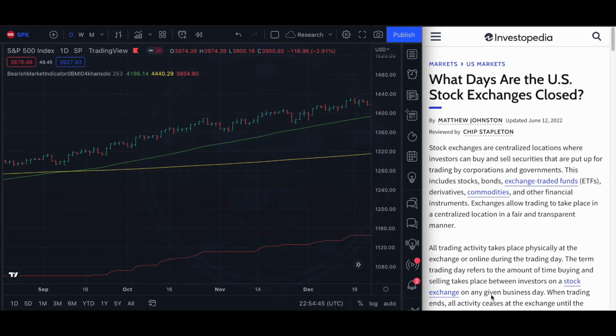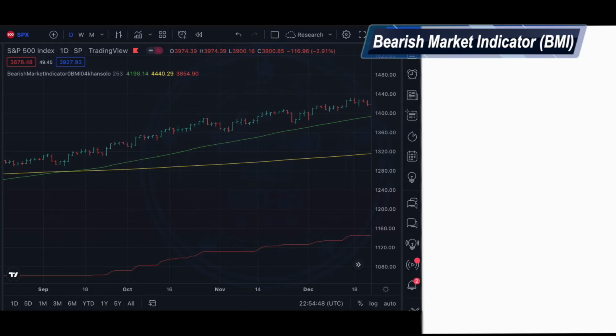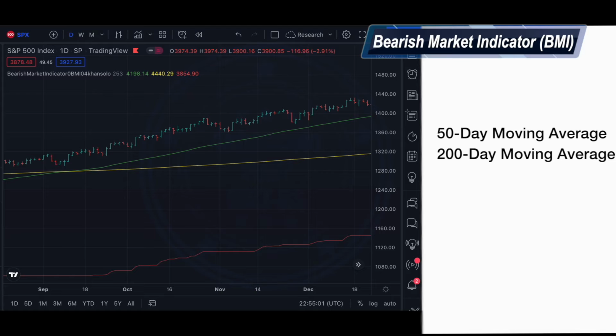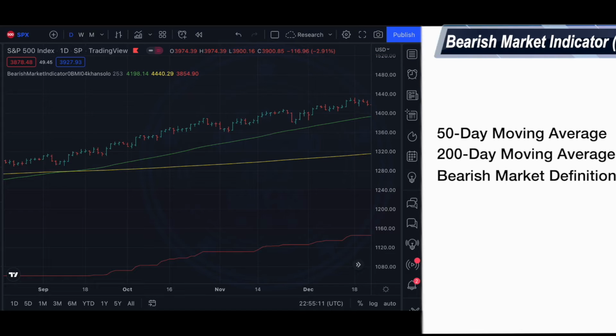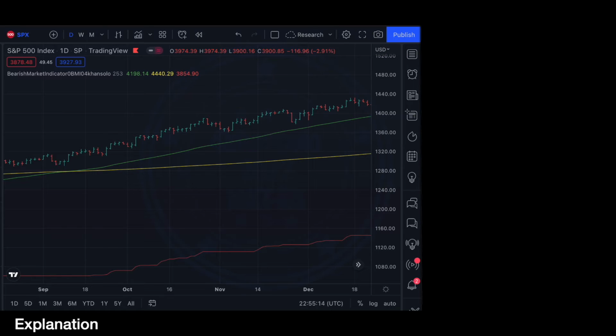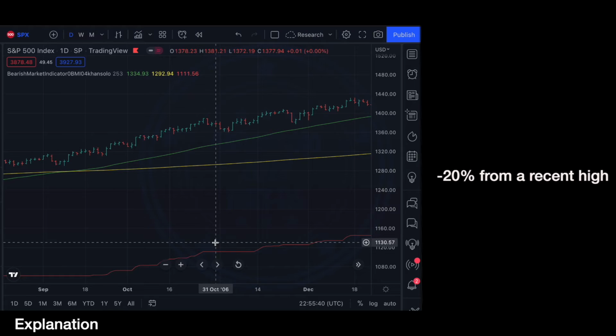What I have for you today is a bearish market indicator, or BMI, which is basically composed of three indicators. The first one is a 50 days moving average, followed by a 200 days moving average, and the third is a definition of a bearish market, which is 20% or more lower from a recent high. You can see here there are three lines, green followed by yellow followed by red. The 50 days moving average is the green one, followed by the 200 days moving average, followed by the 20% lower from the recent highs.